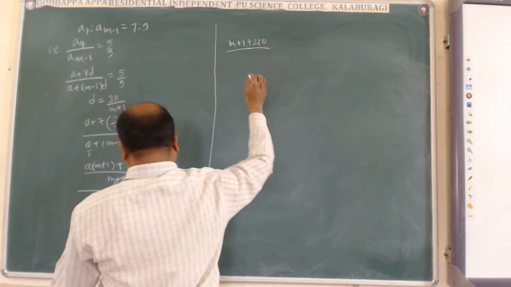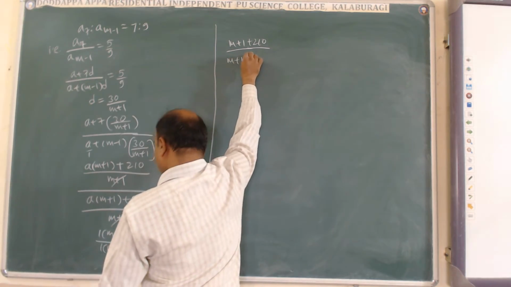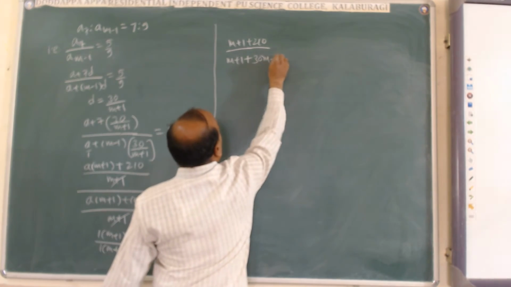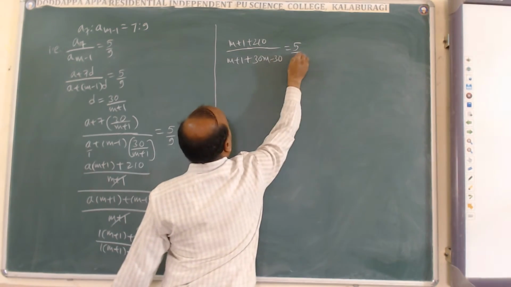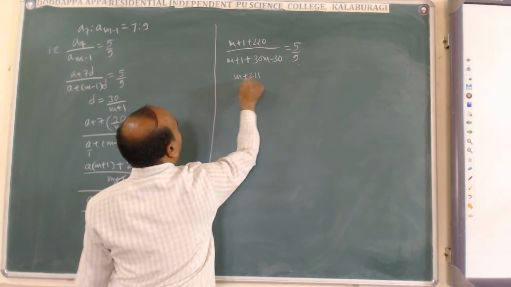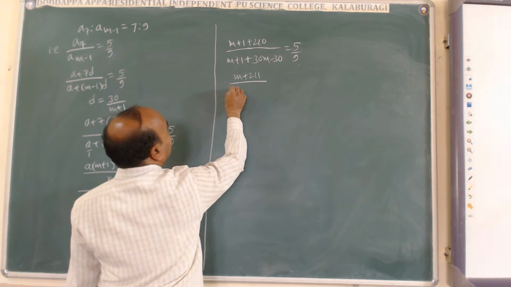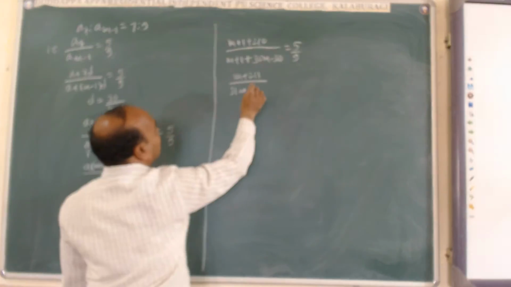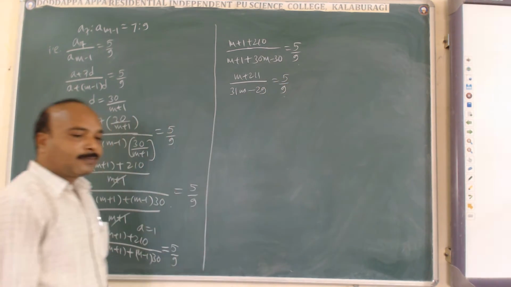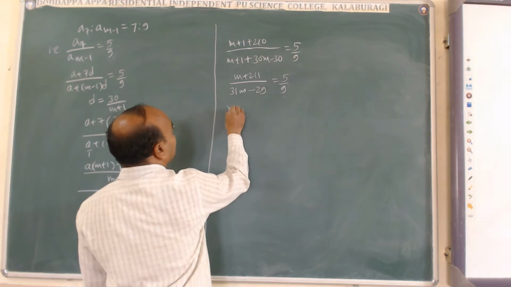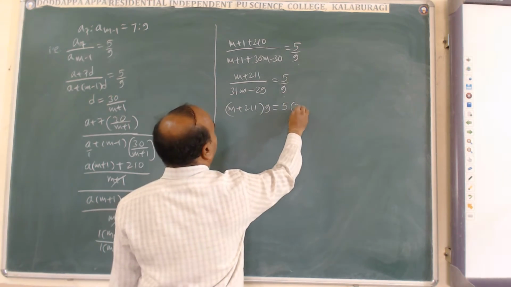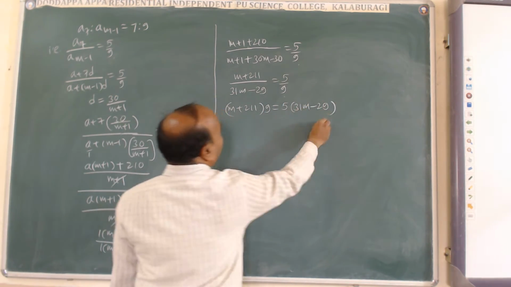divided by m plus 1 plus, multiplying this by 30, it is 30m minus 30, equal to 5 divided by 9 as it is. Now simplify this to get m plus 211 by 31m, m plus 30m is 31m, minus 29 equal to 5 by 9. Now cross multiplication: m plus 211 into 9 equal to 5 times 31m minus 29.